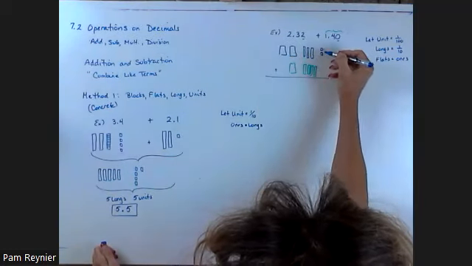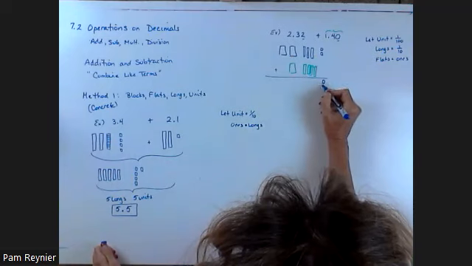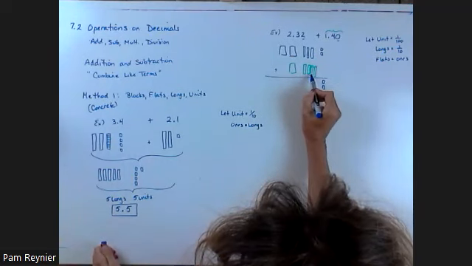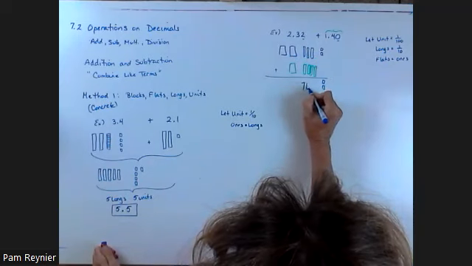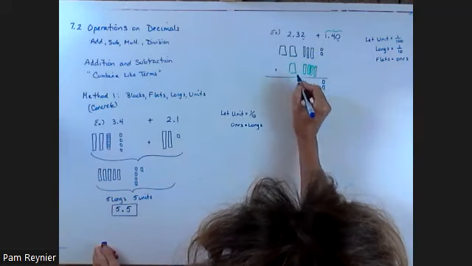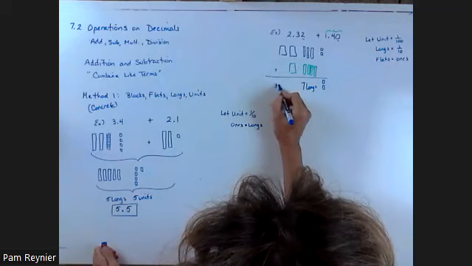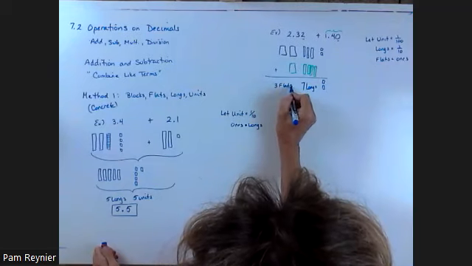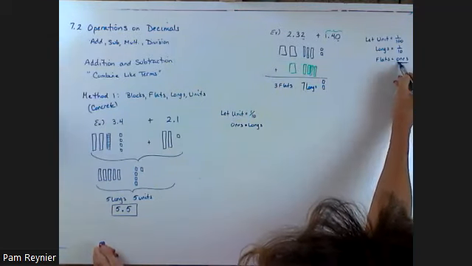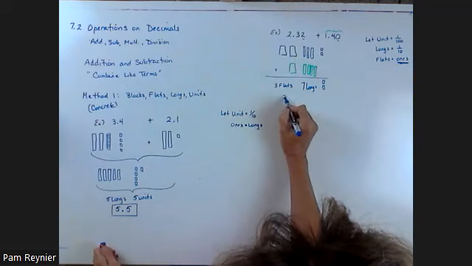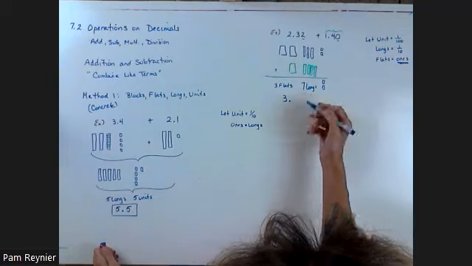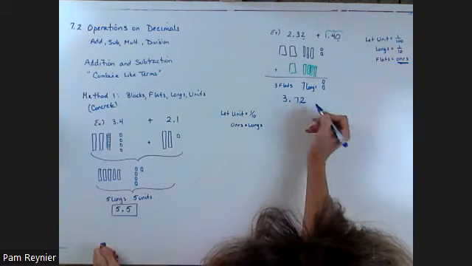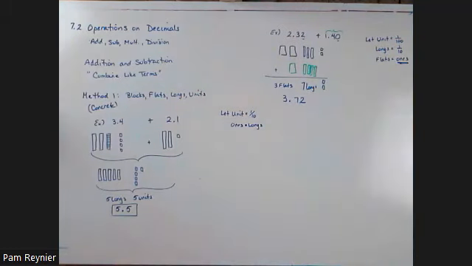So that leaves us a total of 2 units, 1 2 3 4 5 6 7 longs. I'm just going to do it this way. And 1 2 3 flats. So since flats represent 1, this gives me 3 and 7/10, 2 100ths. So it looks like 3 72/100.